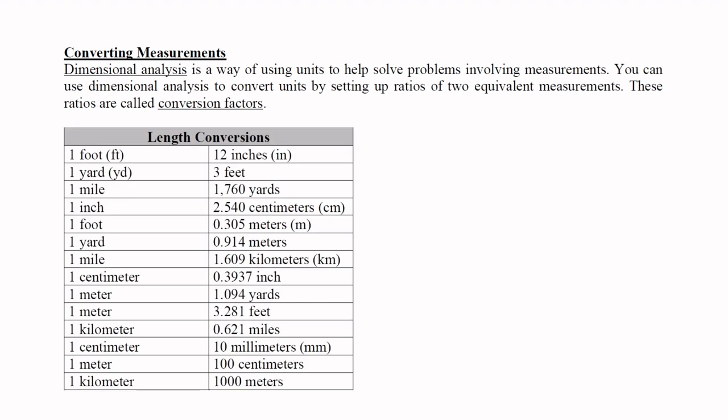So here's a list of some of these conversion factors. We have length conversions here, and you have those in your notes. The same table that you see here is in your notes. So for example, in that first row, 1 foot is the same as 12 inches. 1 yard is the same as 3 feet. 1 mile is the same as 1,760 yards, and so on and so forth.